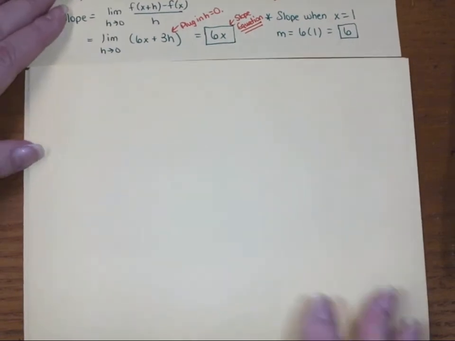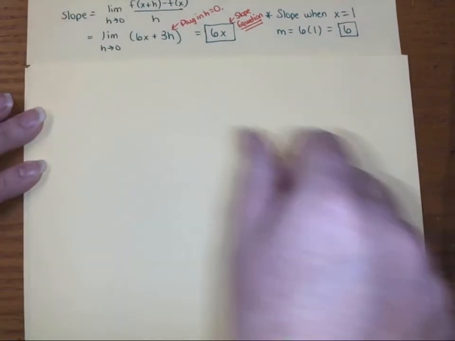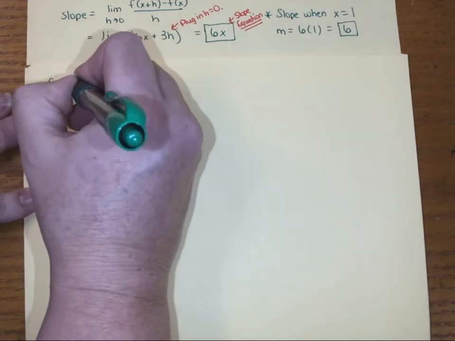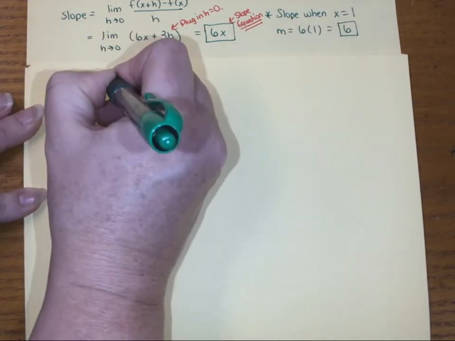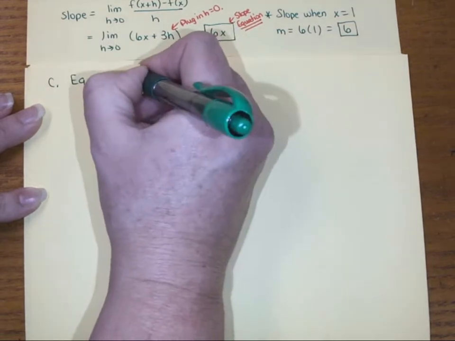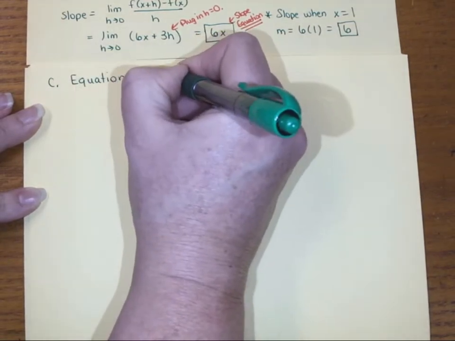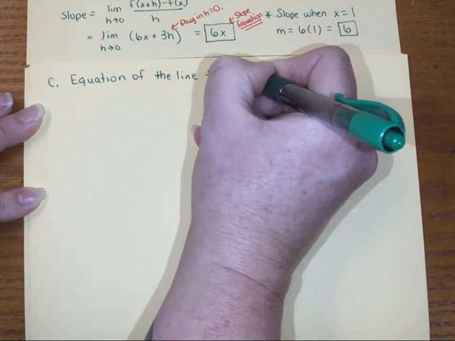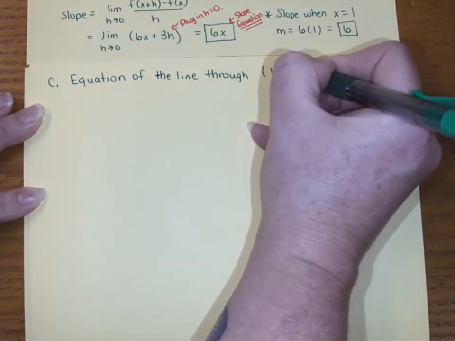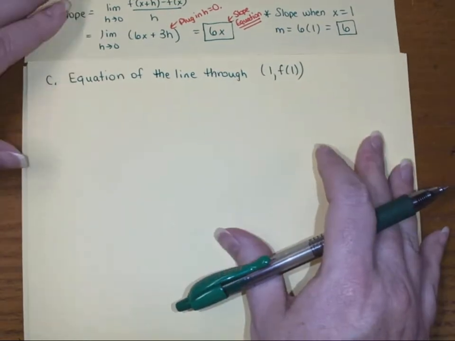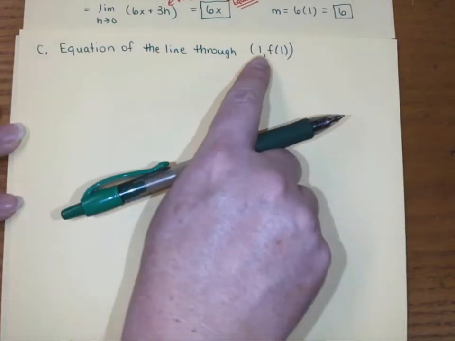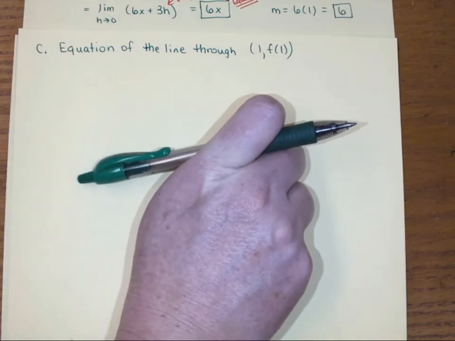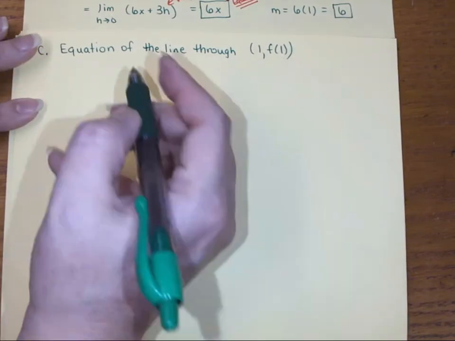All right, and then last but not least for this one, and then we're going to look at a business application to this real fast. What if I asked you to tell me the equation of the line through (1, f of 1), which we already decided was just an x and a y, right? So this is actually not really a calculus question at all. This is an algebra question.